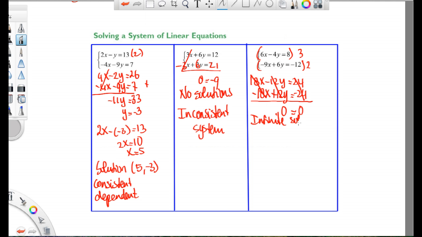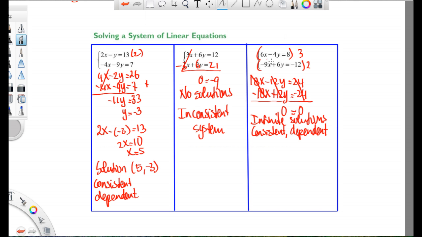Infinite solutions. And so with infinite solutions, the description would be consistent, because we do get answers, but we have dependent. Alright, if this is the case, then we often rewrite it by solving for one of the variables.